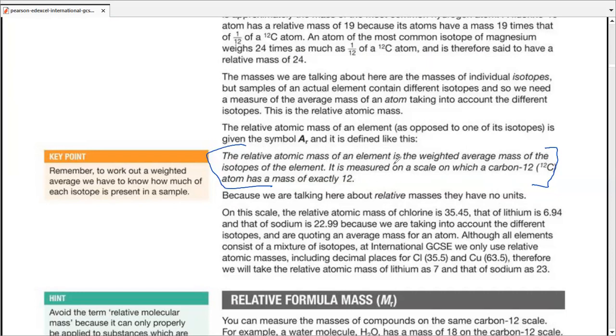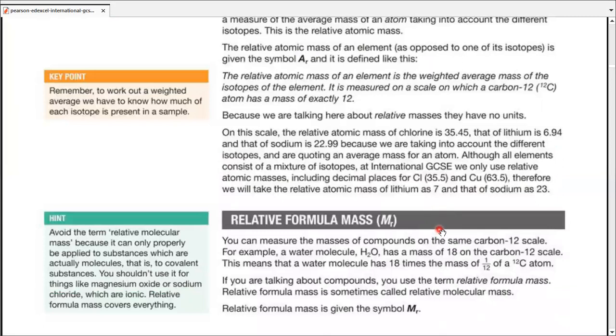So the relative atomic mass of an element is the weighted average of the mass of isotopes of that element. It is measured on a scale on which a carbon-12 atom has a mass of exactly 12. So we explain the scale too. Remember, weighted average is the average so that we know how much each isotope is contributing. And if you remember from chapter 3, the isotope that was more abundant in nature contributed much more than the isotope which was less abundant in nature. There may be some elements which have 0.5s in their relative atomic masses, like Cl and Cu.